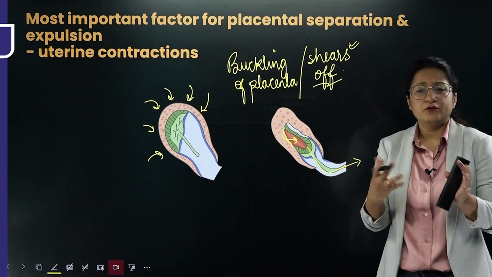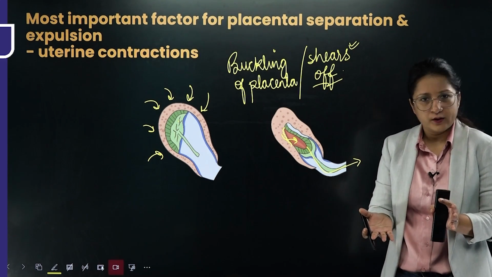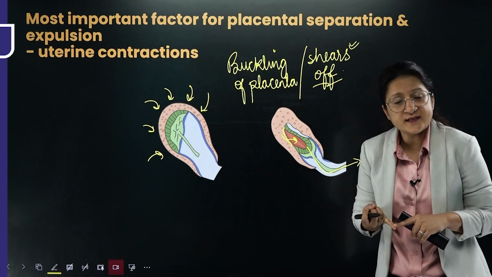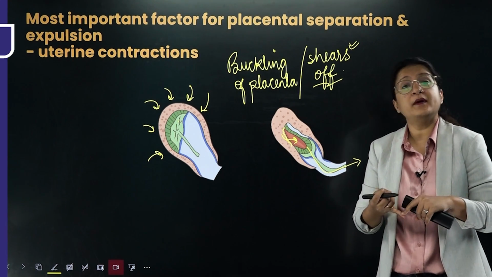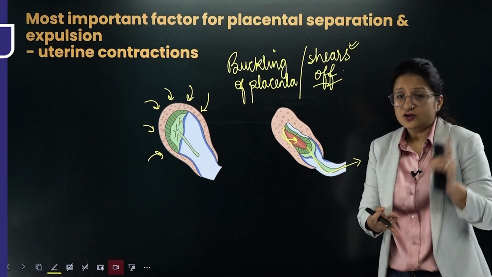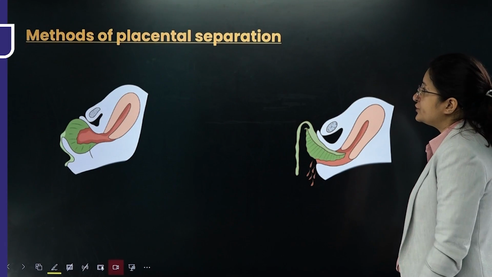However, the body's coagulation system also contributes, okay? And remember here that if there is uterine atonicity for any reason, the placenta may not separate, may not get expelled, may remain retained, right? So understand this very, very important physiology.